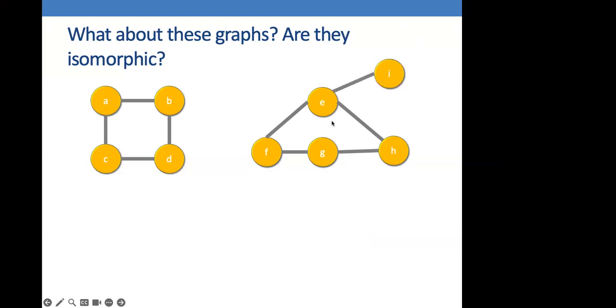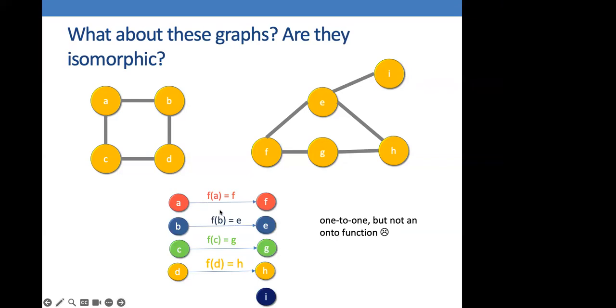Now, assuming that we have another graph. Okay, so are these two isomorphic? So let us create another mapping. A is mapped to F, B is mapped to E, C is mapped to G, and then D is mapped to H. But then we have another vertex here in graph G2, which is I. But I is not mapped to any vertex in V1.